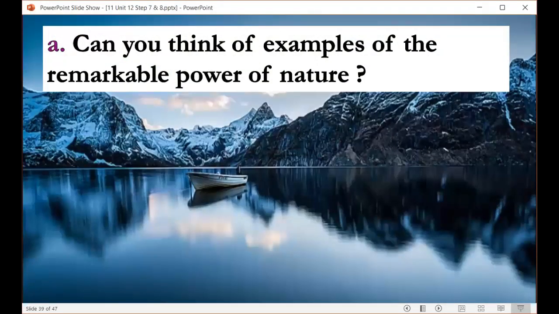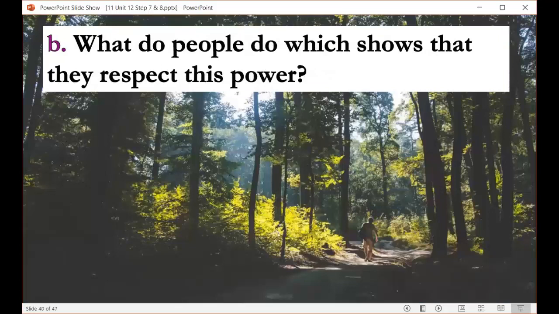Can you think of examples of the remarkable power of nature? Yeah, we studied them before. We have volcanoes, earthquakes, tsunamis, storms, hurricanes, and so on. Yeah, thank you. What do people do which shows that they respect this power? Of course, they are afraid of these powers. They do their best to avoid the damage that is caused by these powers.